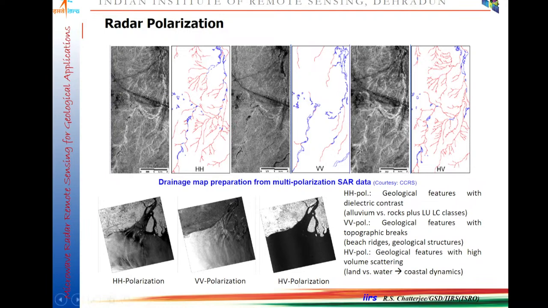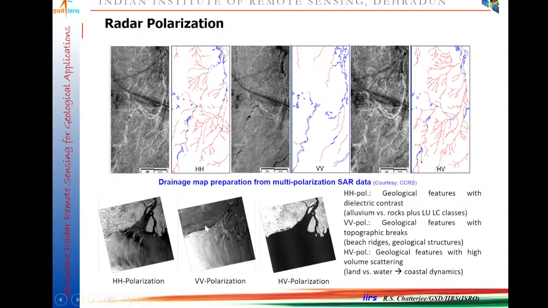Similarly, if you look at a land-water boundary like the Bay of Bengal, this is an example. In case of HH polarization, what does it give? In HH polarization, the land area is highlighted. Particularly the dielectric contrast, the material with dielectric contrast will be discriminated easily. In case of VV polarization, vertical, here also the land surface will be highlighted but not as much as HH.